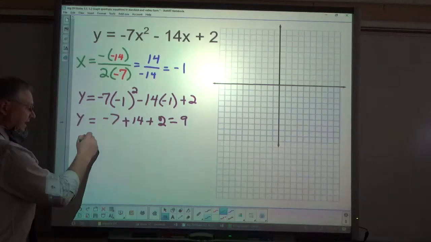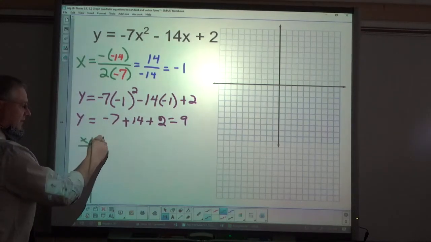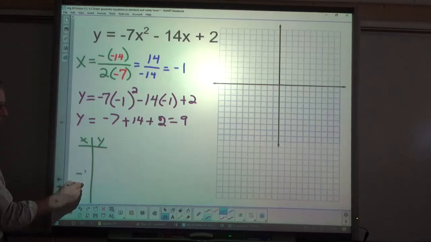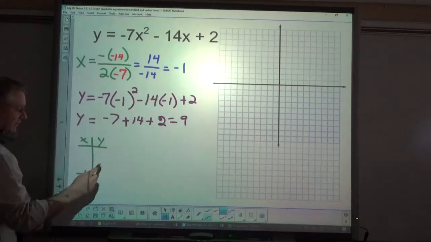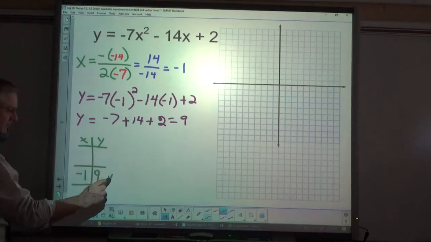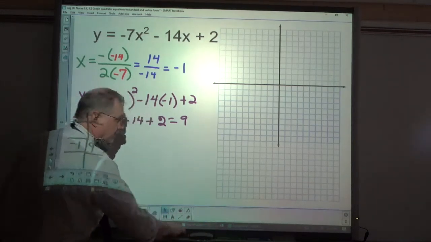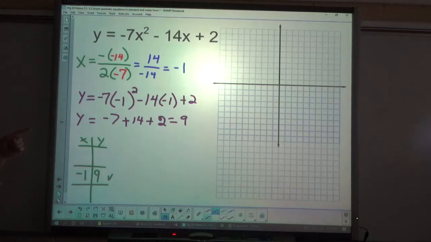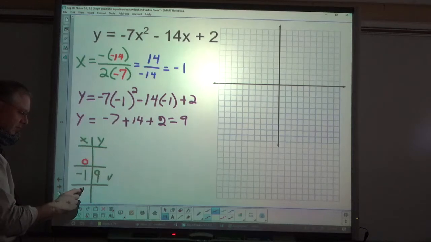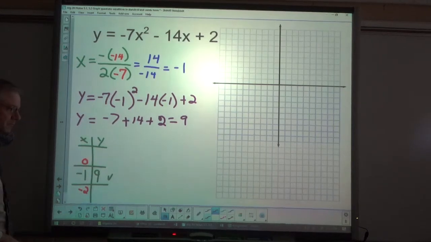So I'm going to have an x and a y value. The x value in this case is negative 1 and the y value is 9. And that is my vertex. Now, I want to go one above that x value and one below that x value. One above would be 0, one below would be negative 2.